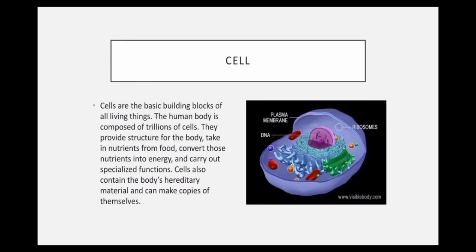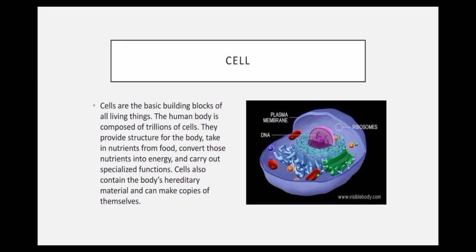Cells are the basic building blocks of all living things. The human body is composed of trillions of cells. They provide the structures for the body, take in nutrients from food, convert those nutrients into energy, and carry out specialized functions. Cells also contain the body's heredity materials and can make copies of themselves.